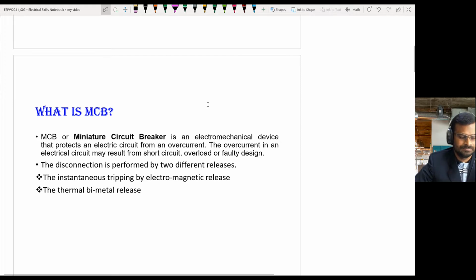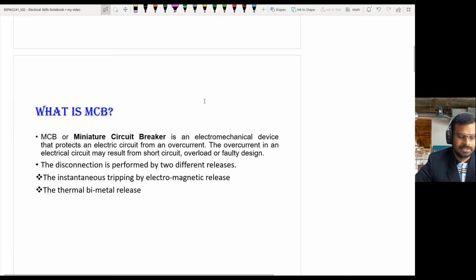What is an MCB? Many of us might already know. It's a miniature circuit breaker, an electromechanical device used to protect a circuit from two different types of faults, that is short circuit and overload.